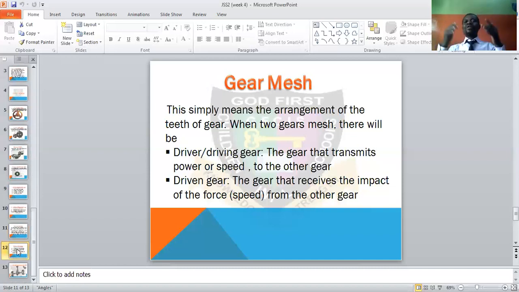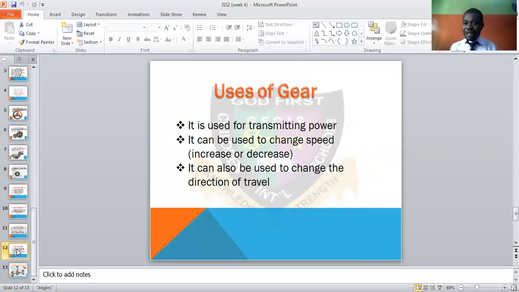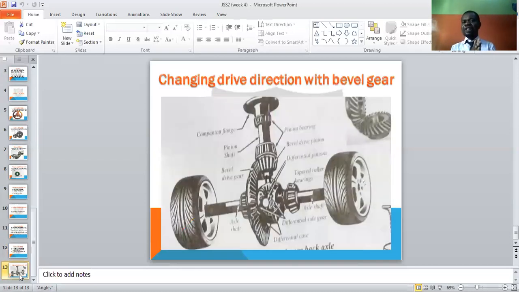These are some of the uses of gear. They are used to transmit power, just like we have been explaining. They are used to change speed, increase or decrease. Want it to run slow, put it on gear 1, gear 2. Want it to run fast, put it on a higher gear. They can be used to change the direction of travel or drive, especially the bevel gear. These are the uses of a gear. Then you also see one of the uses here, changing the direction of drive by the bevel gear.